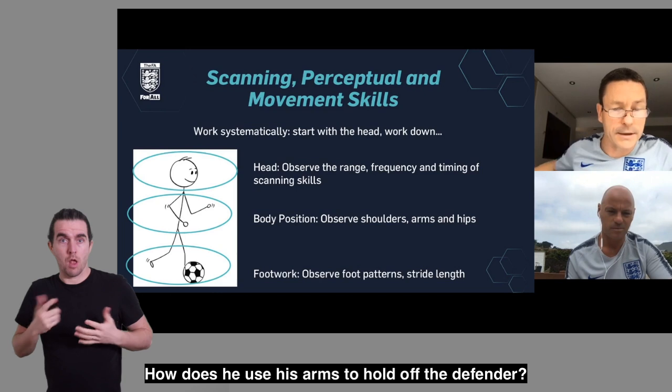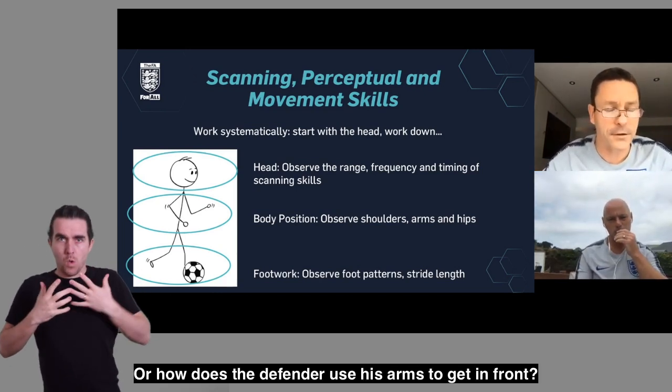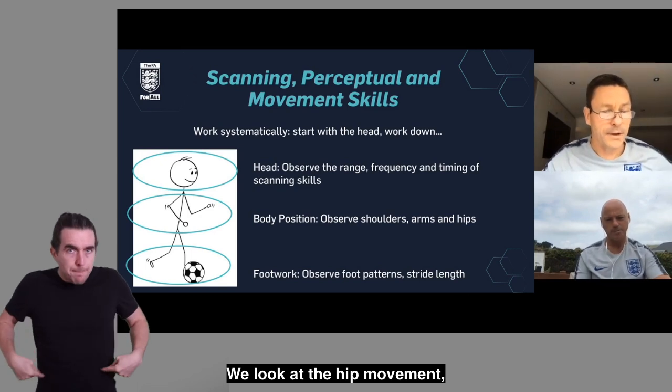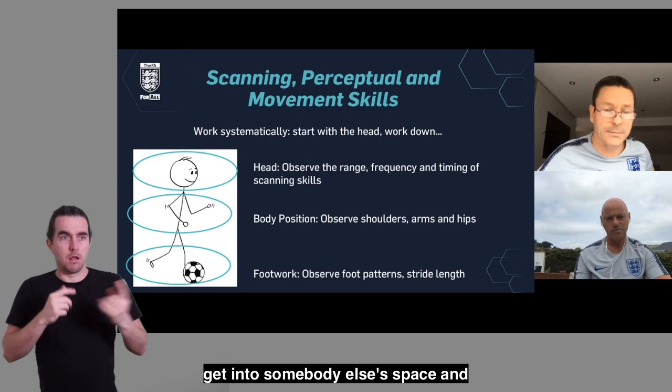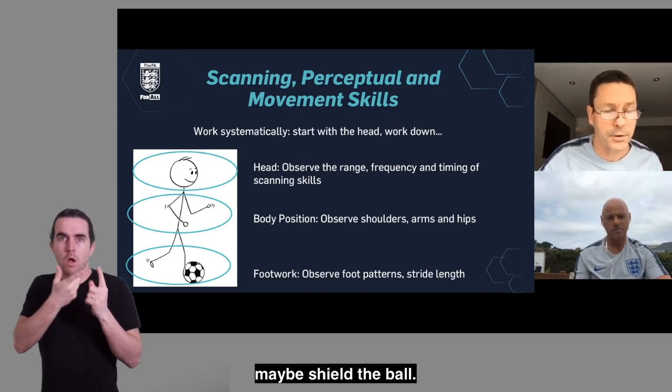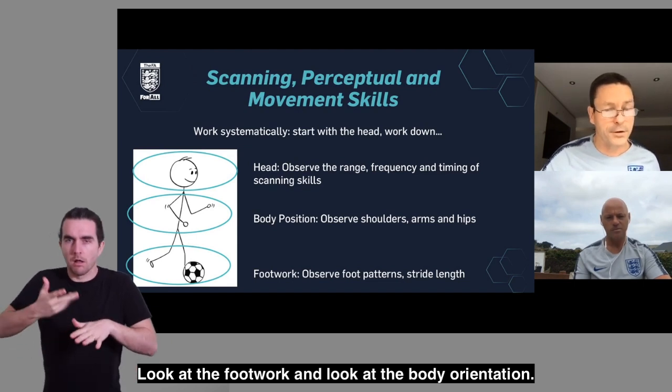How does he use his arms to hold off the defender? Or how does the defender use his arms to get in front? We look at the hip movement, how they use the backside to get into somebody else's space and maybe shield the ball. Look at the thighs, look at the footwork, and look at the body orientation.